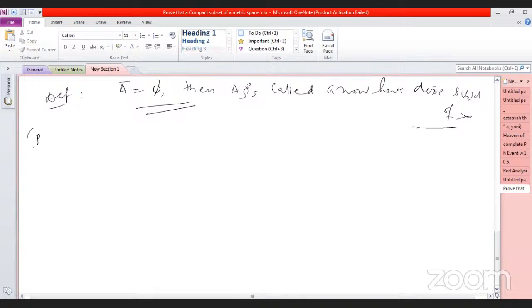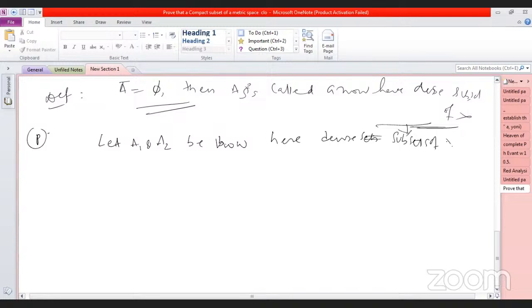The proof we are taking here. Let A1 and A2 be dense subsets of X. Already I told, dense subset of X here. Let A1, A2 we are taking here. Then here dense sets of X.